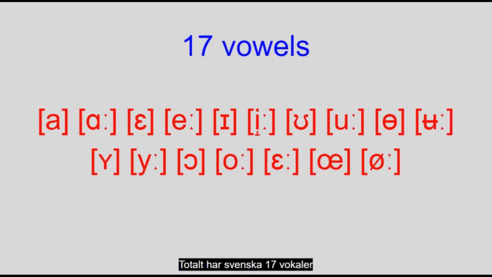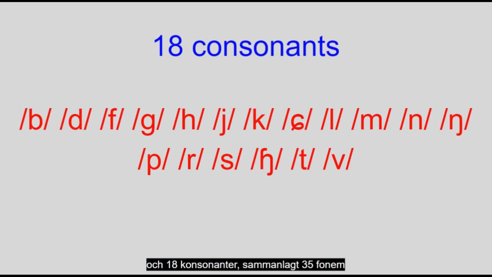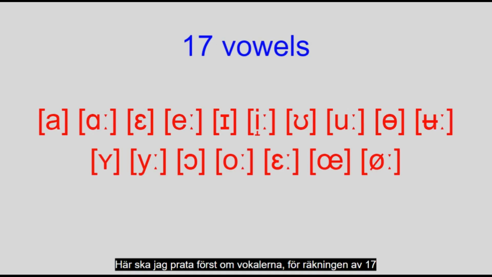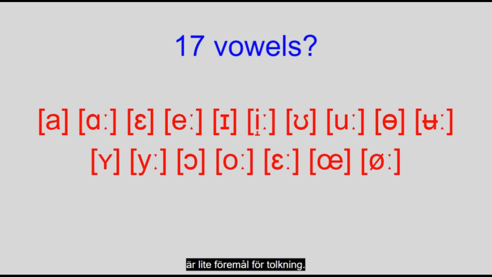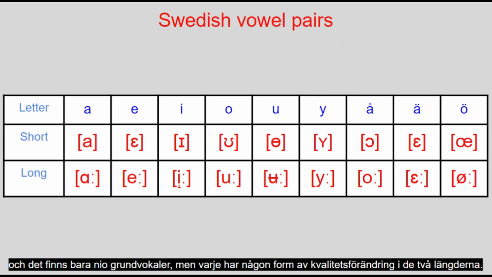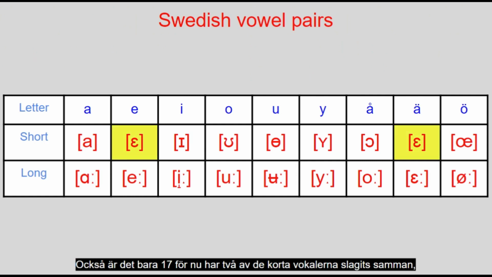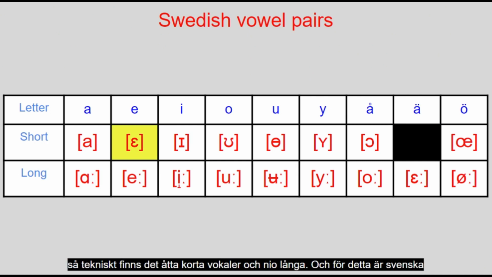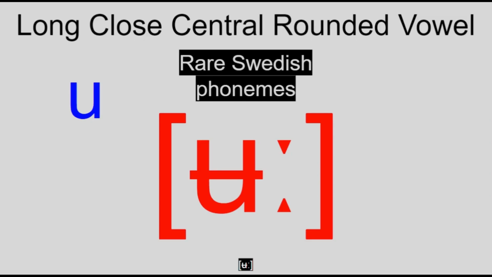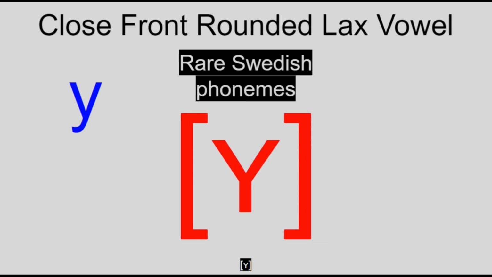Overall, Swedish has 17 vowels and 18 consonants, totaling 35 phonemes, and the closest I've ever seen to the vowels tying the consonants in number, for now. Here, I'll talk about the vowels first because that 17 count is somewhat subject to interpretation. Swedish has phonemic vowel length distinction, and there are only 9 base vowels, but each of them has some form of quality change in the 2 lengths. Also, it's only 17 because 2 of the short vowels have now merged, so it's technically 8 short vowels and 9 long ones. And since this is Swedish, there are definitely some rare vowels, but the ones probably the most unfamiliar to non-Swedes would be U, and Ö.